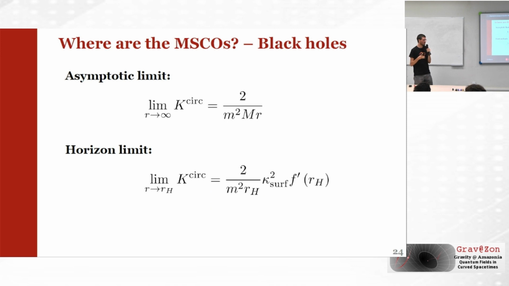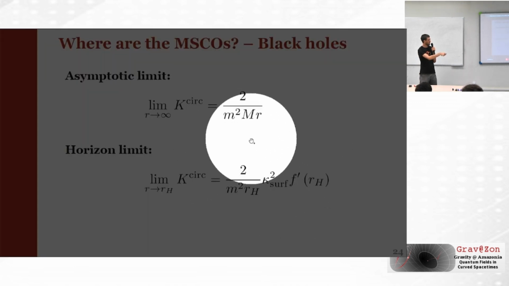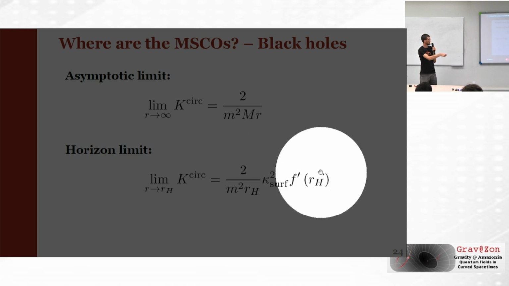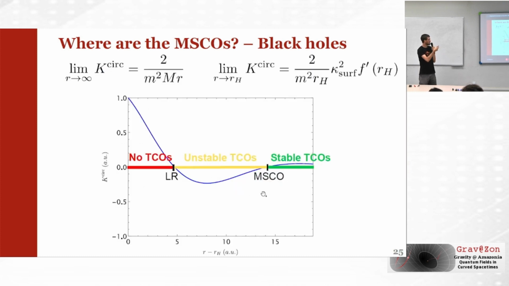So to know where the marginally stable circular orbits are, we have to once more look at the appropriate limits. In the asymptotic limit, we have the same result as in the null geodesic case, where it goes to zero from above. And in the horizon limit, we have this expression here, which is also positive everywhere else, because the f prime must be positive at the horizon. So now we can once more look at what kind of functions match these asymptotic behaviors. And this is the simplest case.